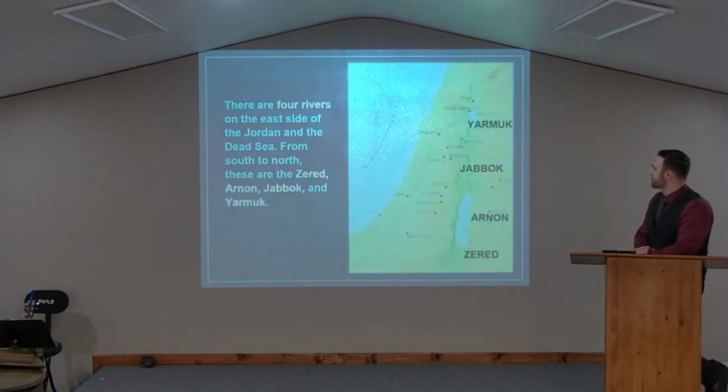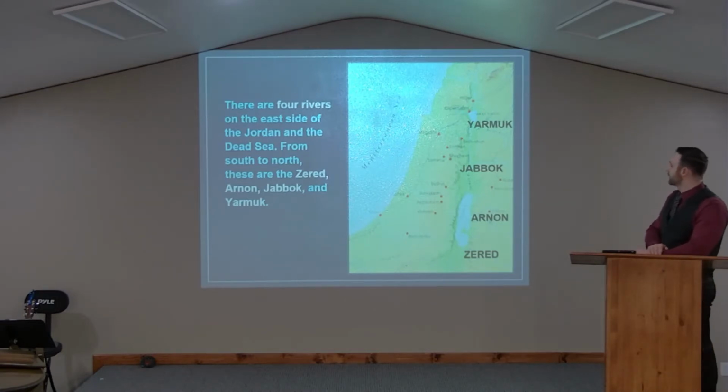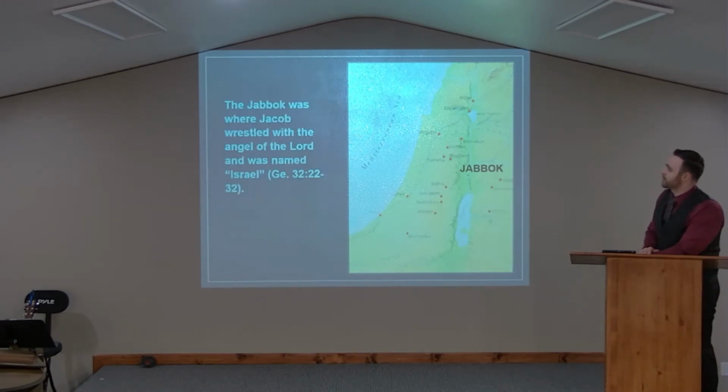Now there's 4 rivers to the east side of the Jordan: the Zered, Arnon, Jabbok, and Yarmuk. They're all right here in a row. Hopefully you guys recognize a couple of those names. The Jabbok was where Jacob wrestled with the angel of the Lord and was named Israel. That's right here. Jerusalem is right here on this little red dot.